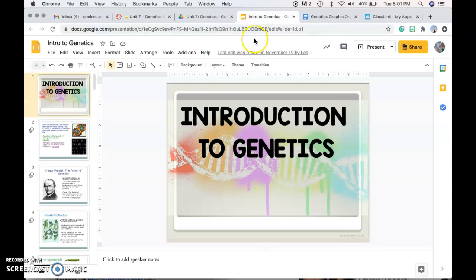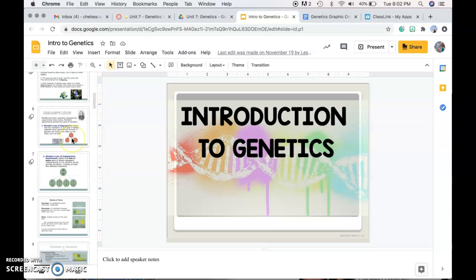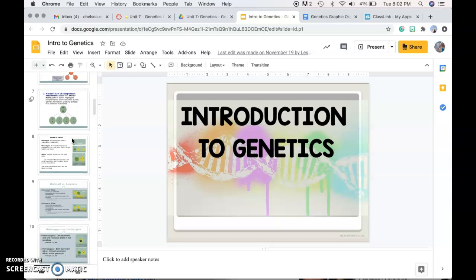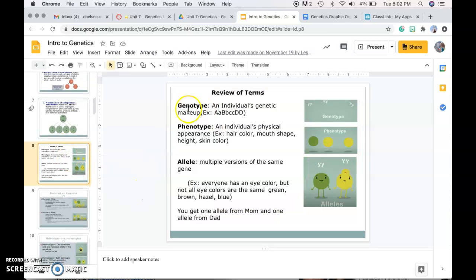So if we go back to our introduction to genetics, I'm going to skip all of the stuff about Mendel and just get into the nitty-gritty and the things that we need to know. So first off, what is a genotype? A genotype is a person's genetic code. So if you look up here, we have 2 little y's, 2 big Y's, and 1 big Y, 1 little y. This code, this genetic information, is the genotype.